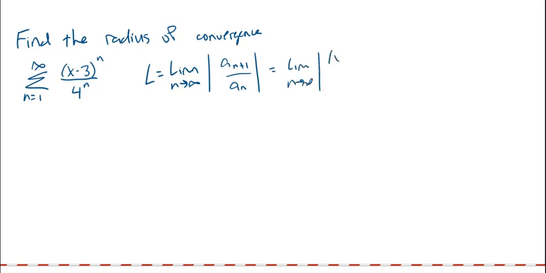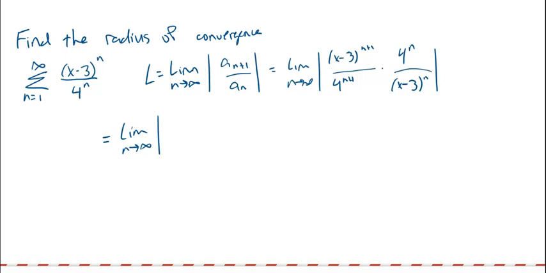A sub n plus 1 is going to be (x minus 3) to the n plus 1 over 4 to the n plus 1. Copy, dot, flip, I'm going to get 4 to the n over (x minus 3) to the n. And then we're going to go ahead and rewrite our limit as n goes to infinity, absolute value. I'm going to reorder them like I have previously. You might not need to do this. (x minus 3) to the n plus 1 over (x minus 3) to the n times 4 to the n over 4 to the n plus 1.